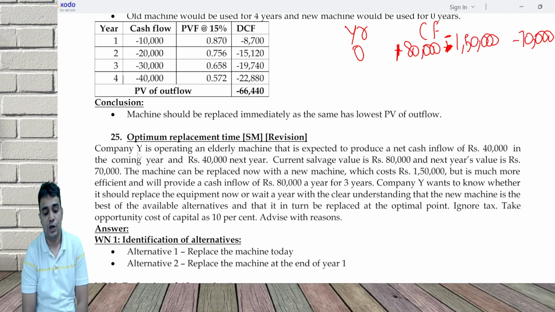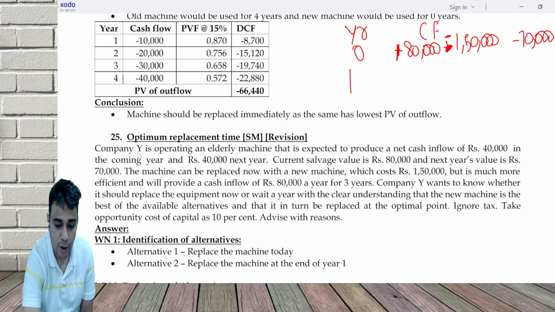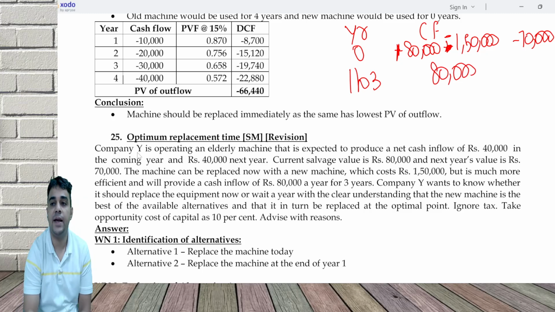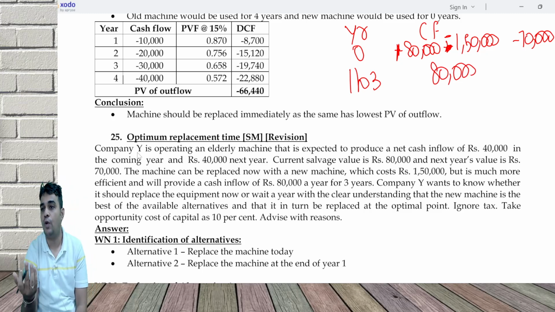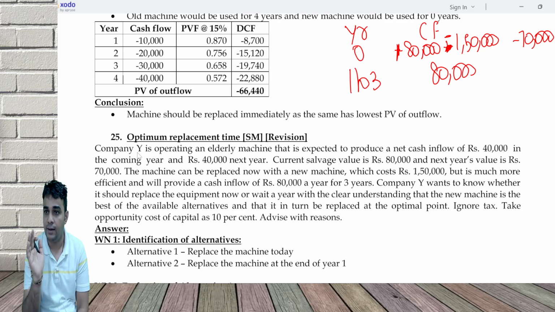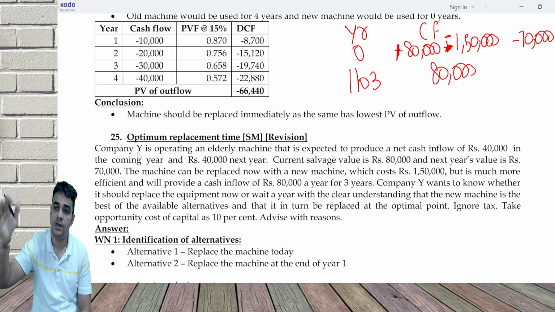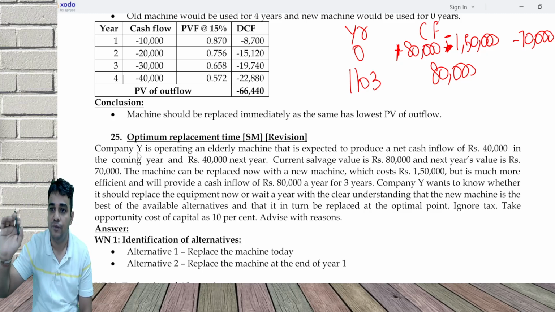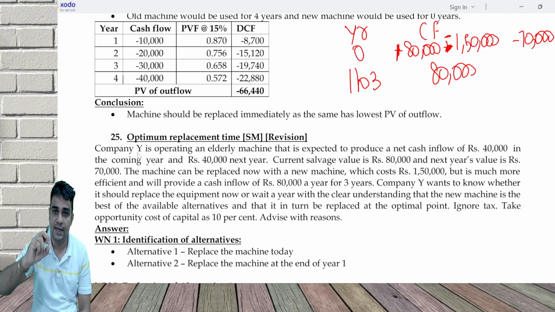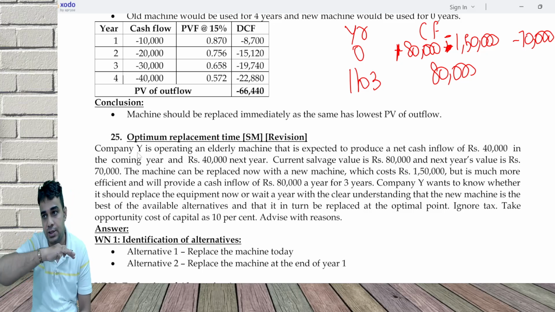New machine will be useful for how many years? Each year, how much will it give? Now you may ask why I am not doing the EAB, EAC approach. I don't want to, because this is easier for me to do. There, because there were so many options and life was for so many years, we had to calculate the EAB or EAC for the new machine and then restrict our calculation to 4 years. Here I do not have so many alternatives.